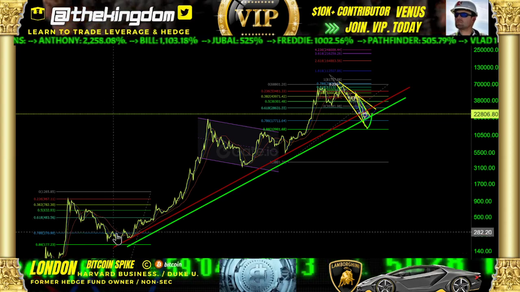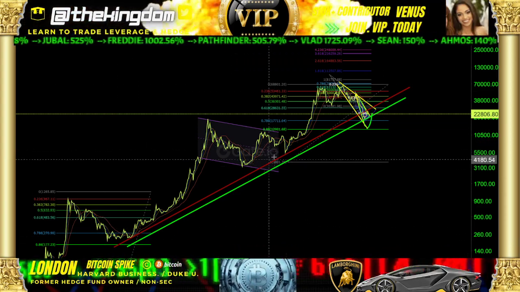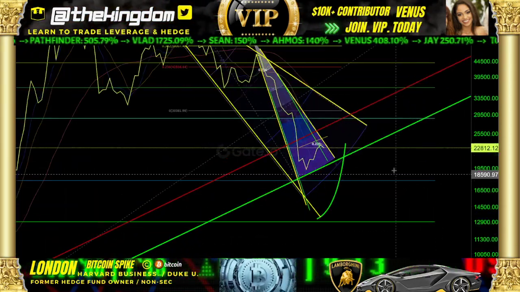Now, looking at the framework again on the weekly, hugely important for VIP. Shout out to all the VIP guys. Level of support. On the line chart, on the weekly, you see that red line. Why do I have it red? Because we're underneath the red line. We're underneath the line chart.